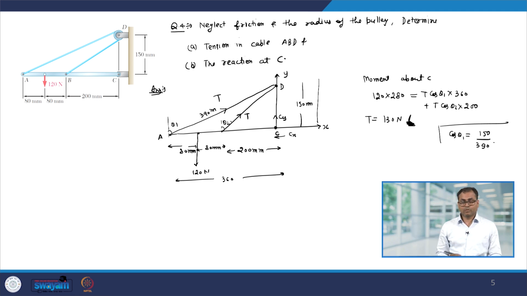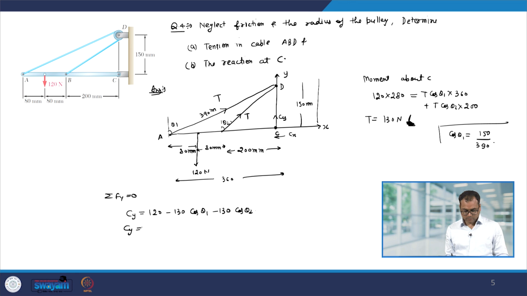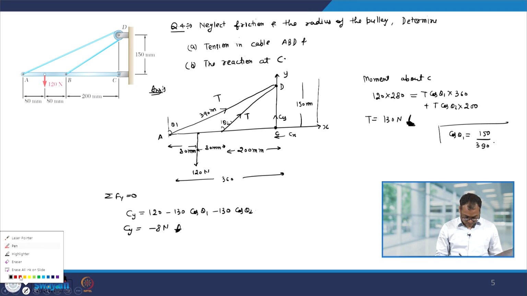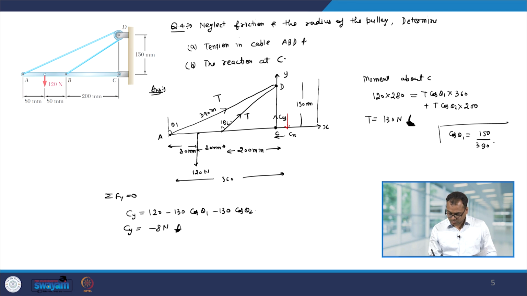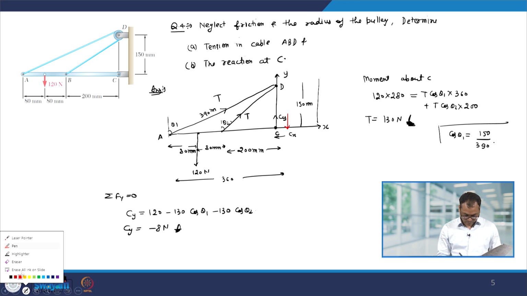Now, we can balance the forces along the y axis. So, let us say summation Fy equal to 0. So, this gives us Cy equal to all the vertical forces. So, we have 120 minus 130 cos theta 1 minus 130 cos theta 2, and this gives you Cy equal to minus 8 Newton. This means that the direction of Cy we have to reverse. So, this is the correct direction of Cy.